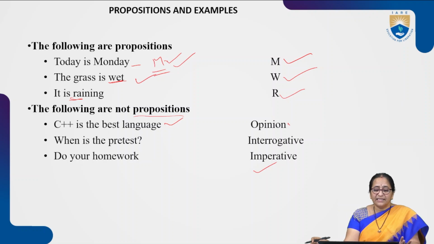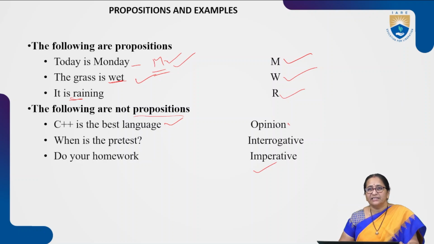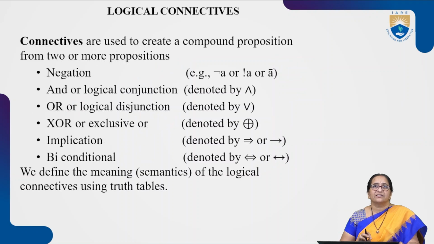The next one is, it is raining. We are not sure whether it is raining or not, but that is one statement. It is raining, like that. All the statements we can declare, which may be either true or false, are called propositions. The remaining ones, opinions, interrogative sentences and imperative sentences, are all not propositions.